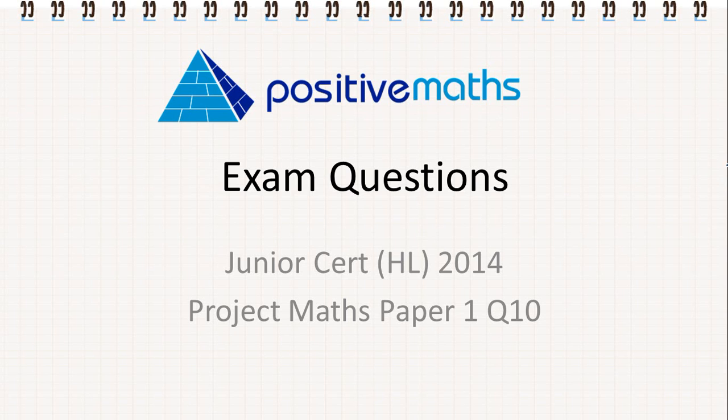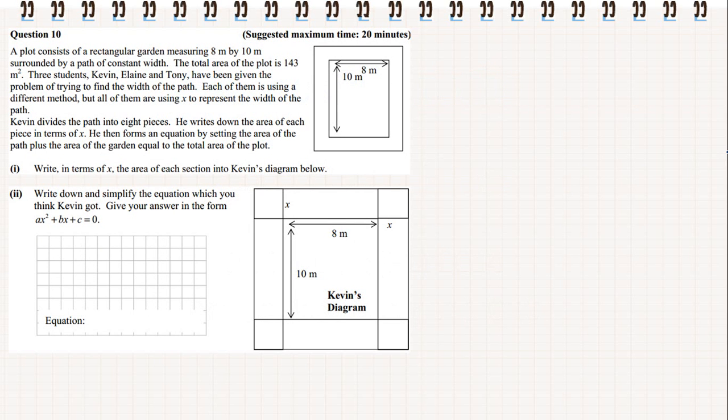In this video for Positive Maths, we're looking at the Junior Cert Higher Level 2014 sample paper. This is question 10 from paper 1. A plot consists of a rectangular garden measuring 8 meters by 10 meters, surrounded by a path of constant width. The total area of the plot is 143 meters squared.